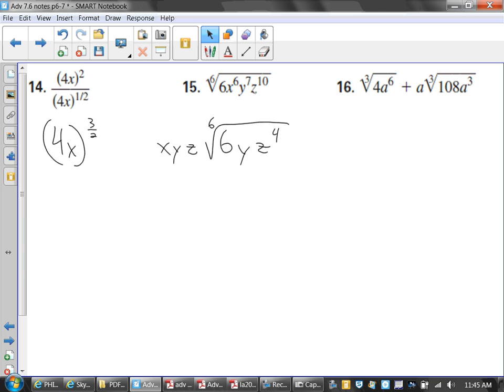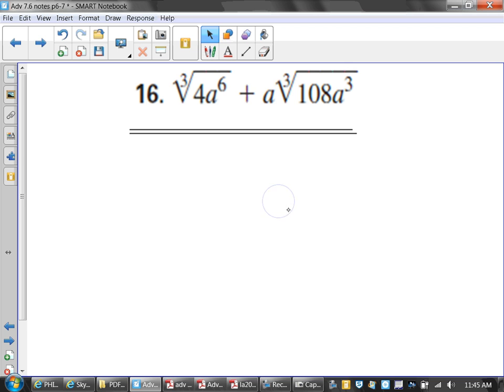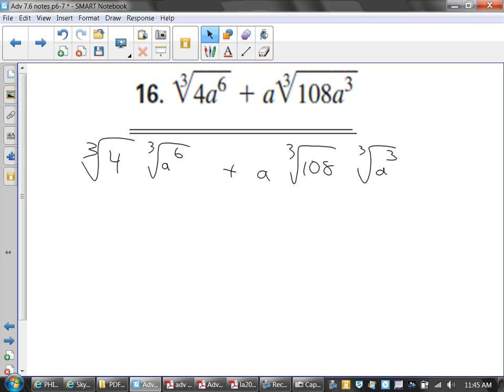16 is very, very similar to that. You're doing the exact same process. You're not changing it up any. What you've got there is you just have to worry about setting it up as, break it apart in smaller chunks. You have the cube root of 4 times the cube root of a to the 6th plus the cube root of 108 times the cube root of a to the 3rd. Just break it into easier chunks if you have to. If it doesn't appear to look just like number 15 did, break it into easier parts.